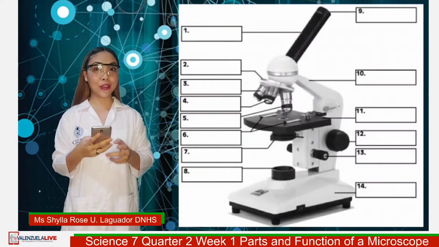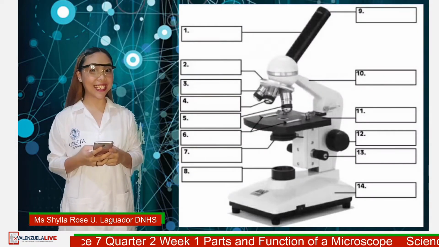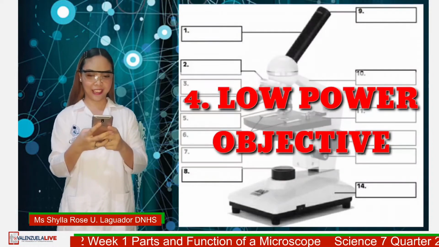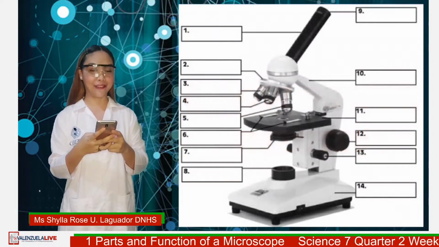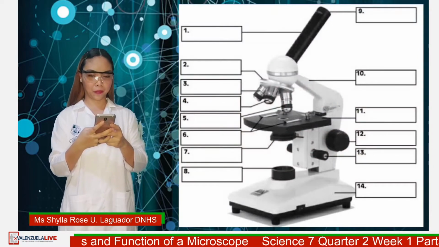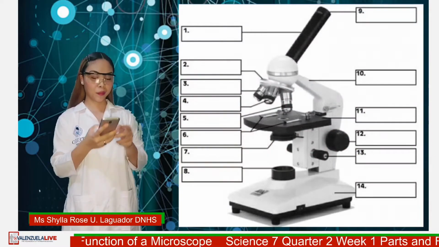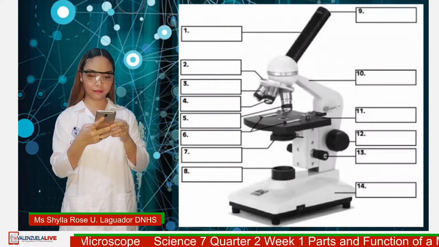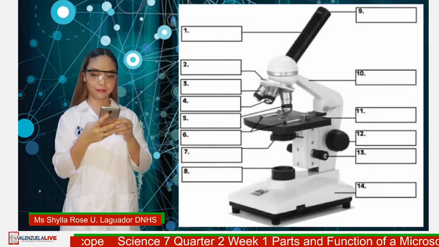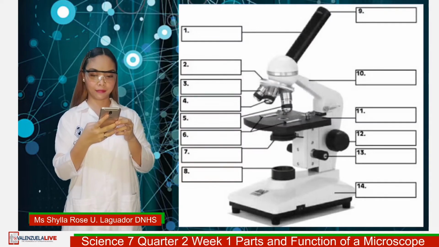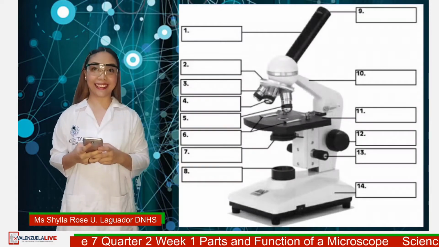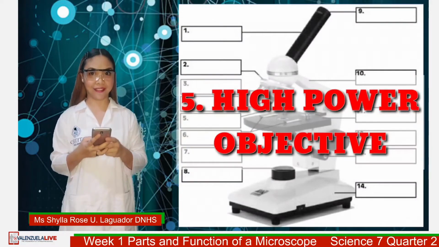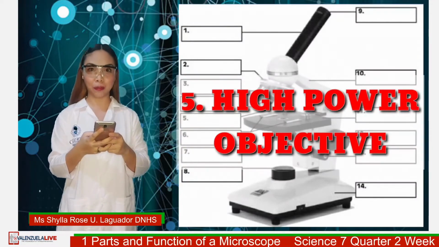Alright, so for number 4, the correct answer is LPO or low power objective. Let's proceed to number 5. Well, you're right. Number 5 is HPO or high power objective. Let's move on to number 6.